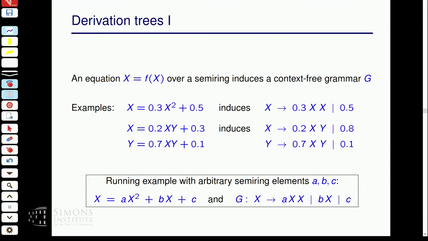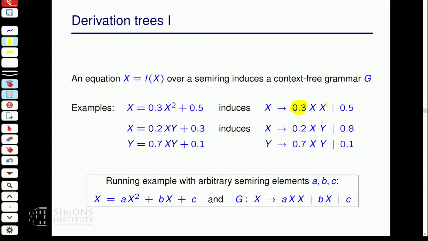We are going to use this derivation tree analysis idea that Matthias already introduced yesterday. The first idea is that, trivially, an equation, let's think of one single equation, but this generalizes without any problem to a system of equations, right? An equation over a semi-ring induces a context-free grammar. And the context-free grammar induced by this equation is just this thing here. So you consider these numbers as abstract elements of the semi-ring.